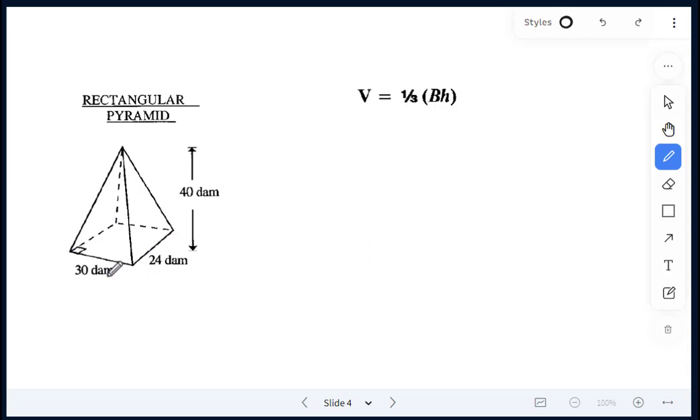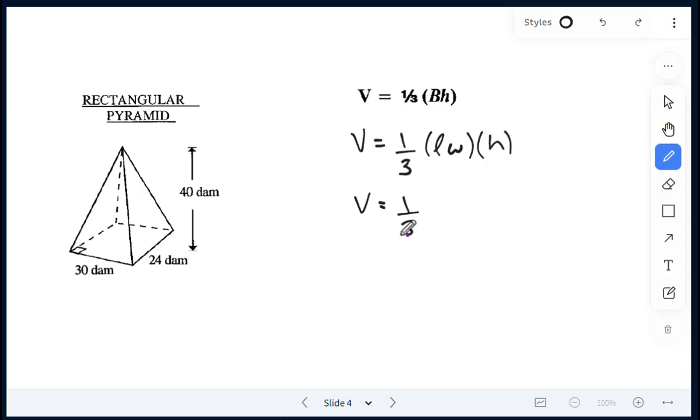All right, the next one here we have is a rectangular pyramid because we have a base that is rectangular. It's 30 by 20. And then the height of our pyramid is 40. It's all in decameters. So let's start by writing out our area of the base formula. It's a rectangle, so that would be length times width and then times our height.